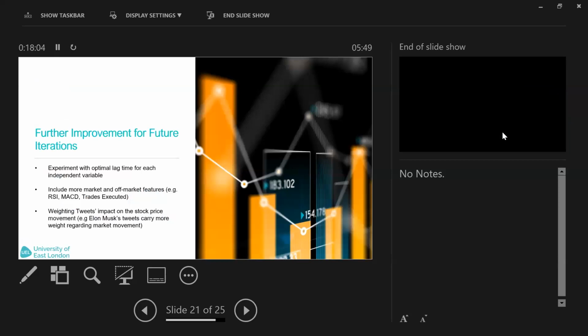So to conclude, there were three main further improvements for future iterations. The first one being experiment with optimal lag time. From our literature review, we saw that there was promising work around using 1 day and 3 day, but experimenting with this more would be very beneficial. The second one being include more market and off-market features. So we have your RSI, your MACD, so your relative strength indicator, your moving average convergence divergence. These are all trading signals that are used. So including some of these could make for an even more powerful model.